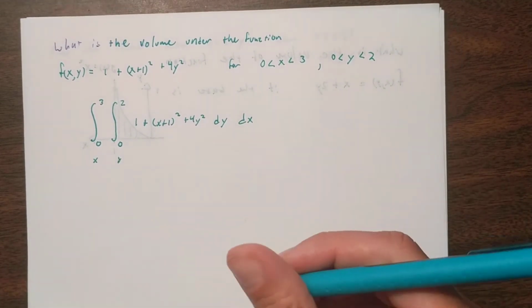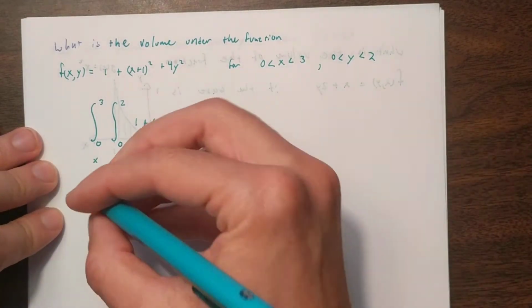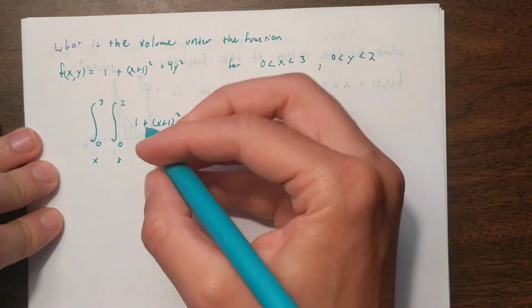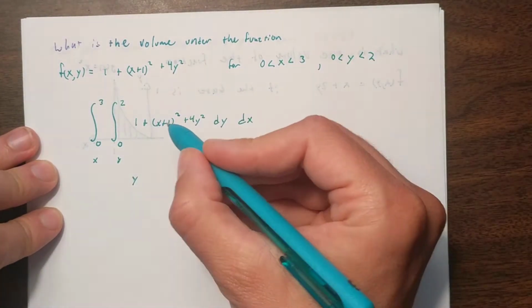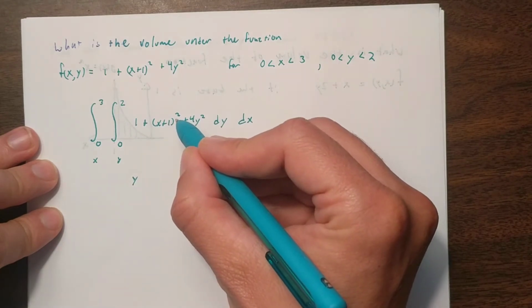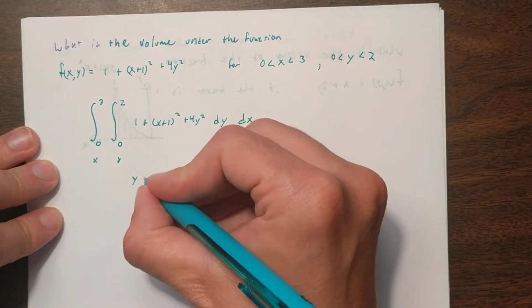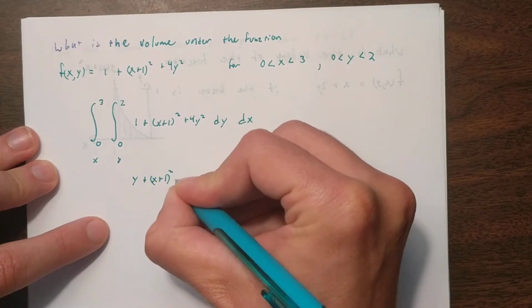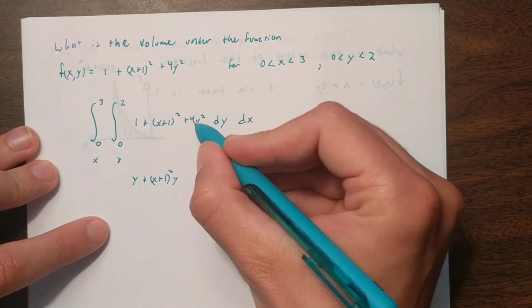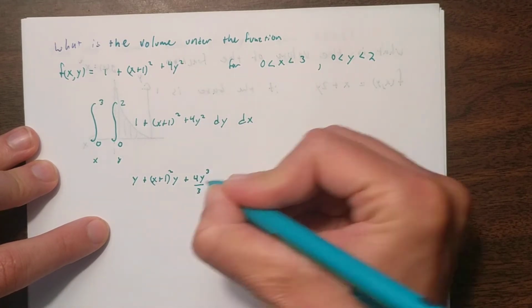Okay, now, going through this, I'm first going to integrate with respect to y. So integrating this with respect to y means, well, what's the integral of 1? The integral of 1 would just be y. The integral of (x plus 1) squared, I'm not integrating with respect to x, so I just treat it like a constant. If it was a constant, the integral would simply be (x plus 1) squared times y. The integral of 4y squared, obviously, is 4y cubed over 3.